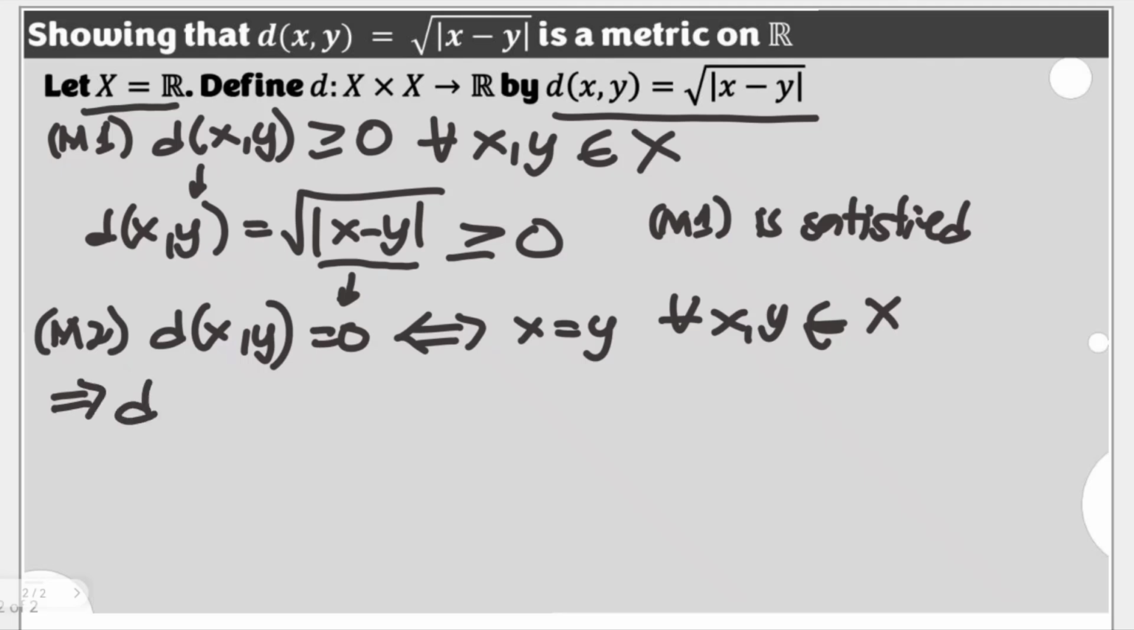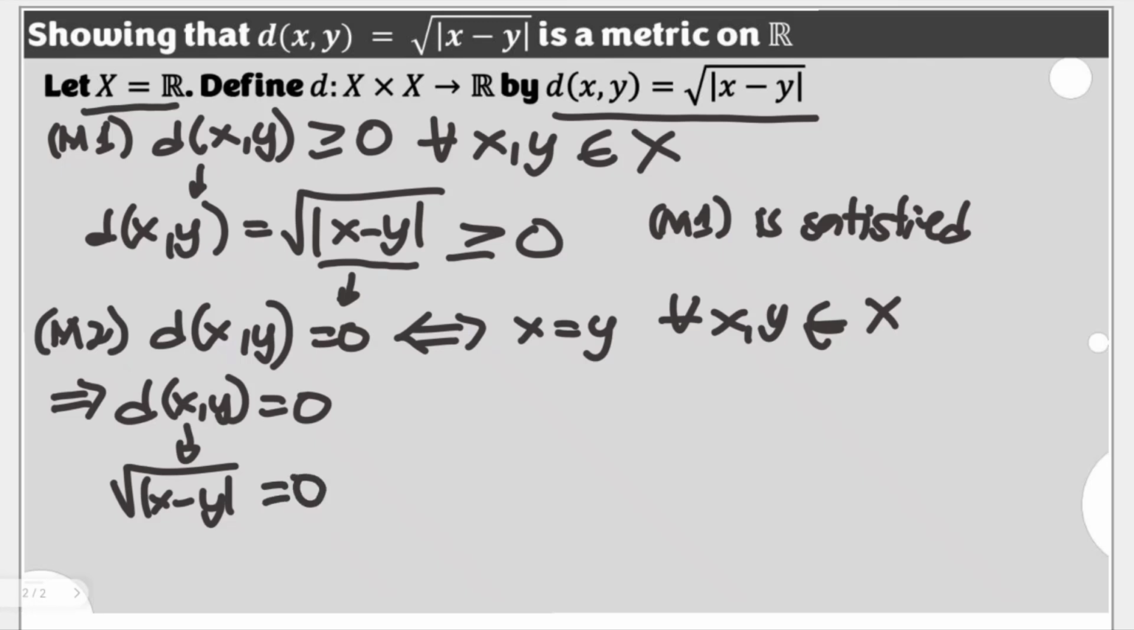So we are going to assume that the distance of x and y is equal to 0. If that would be the case, per definition, this is the square root of the absolute value of the difference of x and y equal to 0. So our goal is to show that x is just equal to y or vice versa. Take note that this entire expression will only be equal to 0 if the radicand of this radical expression is also equal to 0. So that would mean the radicand, being the absolute value notation, is equal to 0. Because if it is, the square root of that will always be equal to 0, right?